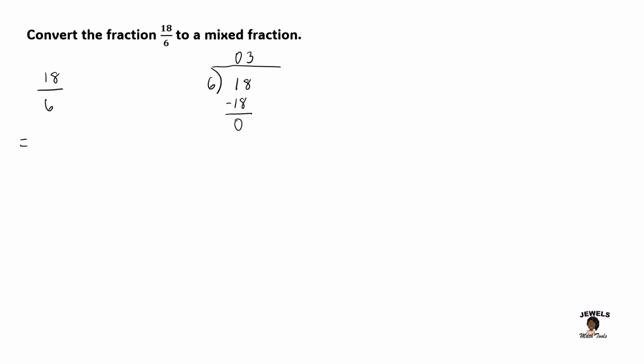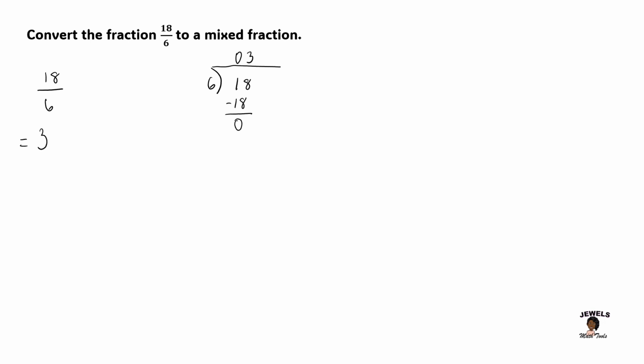Now, when it comes to setting up our improper fraction and changing it into a mixed fraction, in cases where we have a division where everything divides so completely and there is no remainder, remember that your mixed fraction, or rather your answer, is just simply going to be your whole number of 3.